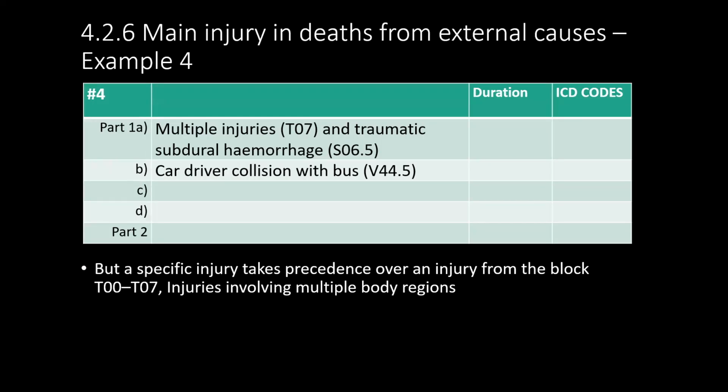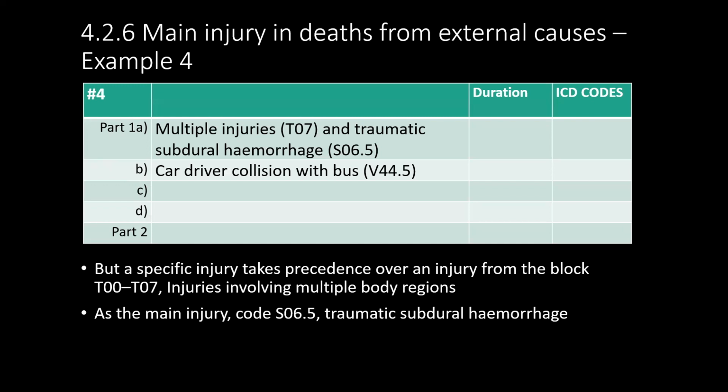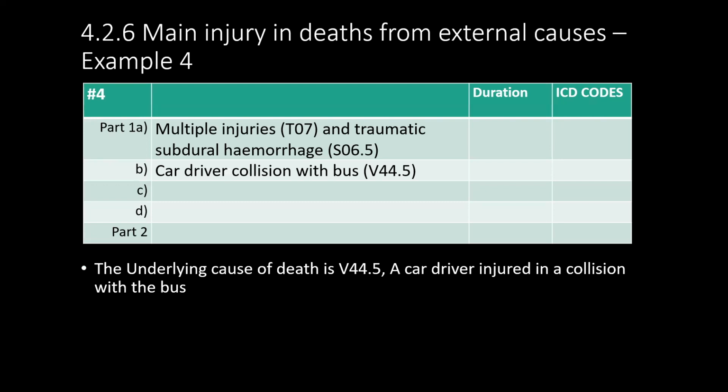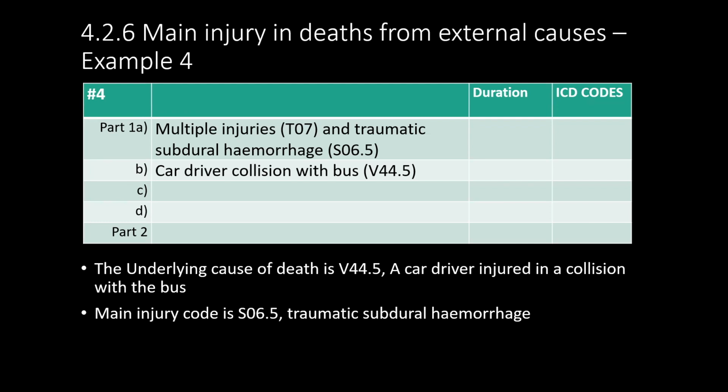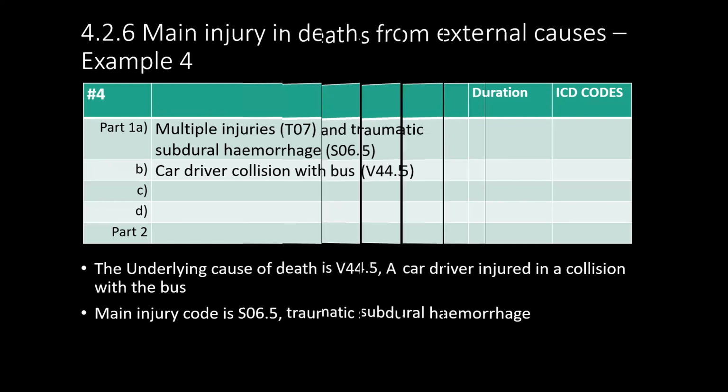But a specific injury takes precedence over an injury from the block T00 to T07, injuries involving multiple body regions. Therefore, as the main injury, code S06.5, traumatic subdural hemorrhage. In this example, the underlying cause of death is V44.5, a car driver injured in a collision with the bus. Main injury code is S06.5, traumatic subdural hemorrhage. This is the last example under this section.